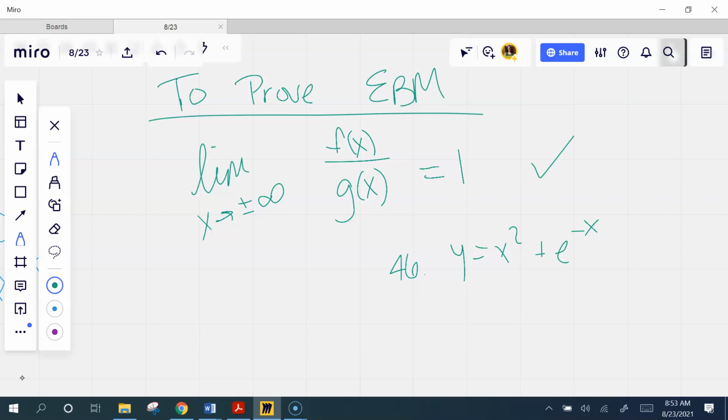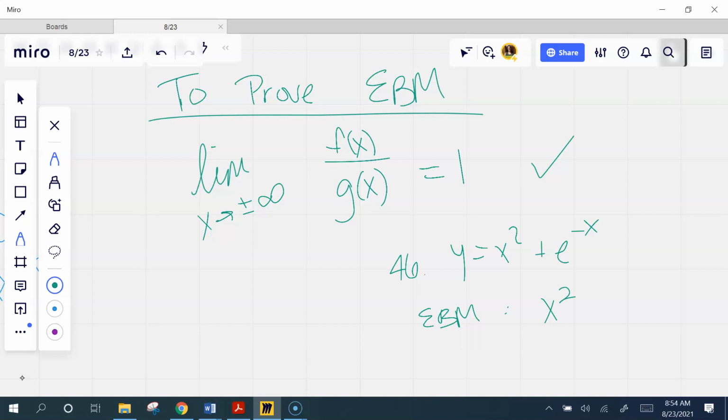All right, so my first question to you is, this is not what we're used to seeing, right? This is not a power function. So if I need an end behavior model for this one, my first thought is let's try x squared.